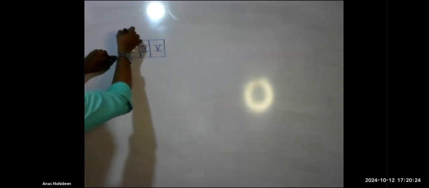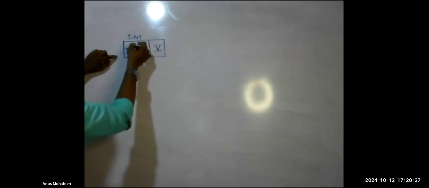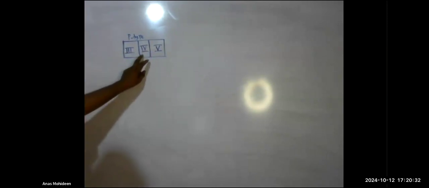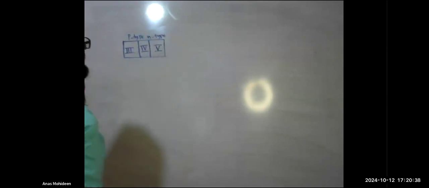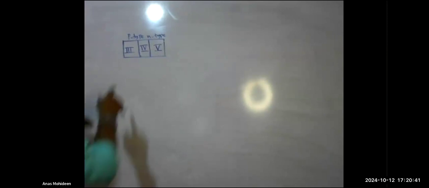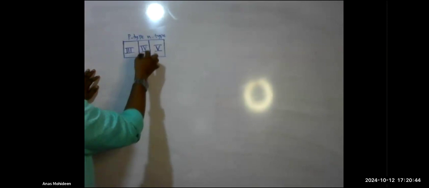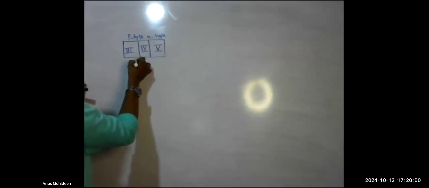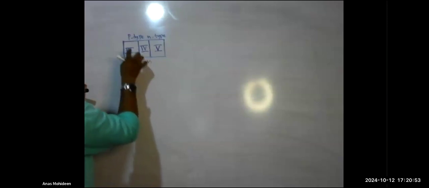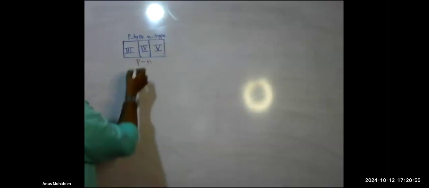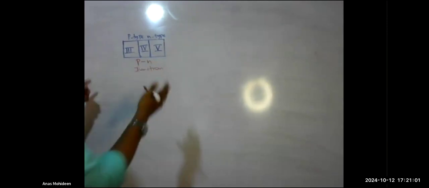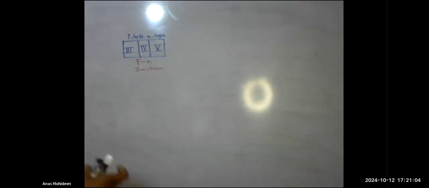3 to 4 makes P type, so this junction is a P type junction. 4 to 5 makes N type. So 3 to 4 makes P type, 4 to 5 makes N type. So what happens now? P type and N type becomes a PN junction. This is how PN junctions are formed.